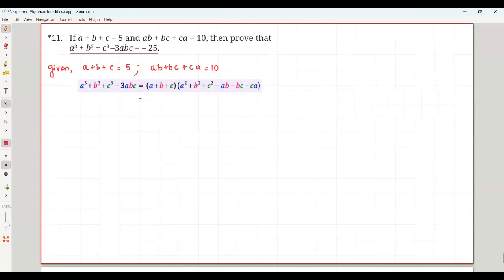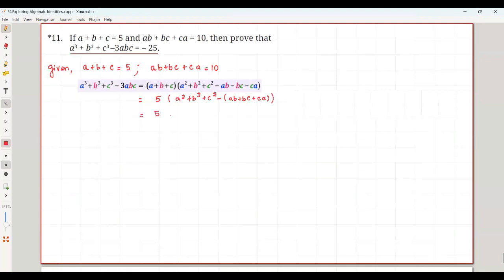So this is equal to, in the place of a plus b plus c, I can just write 5, into a square plus b square plus c square. For this, minus is common, so I can just take minus outside, so we'll be getting ab plus bc plus ca. Now in the place of ab plus bc plus ca, I can just substitute 10 in the next step.